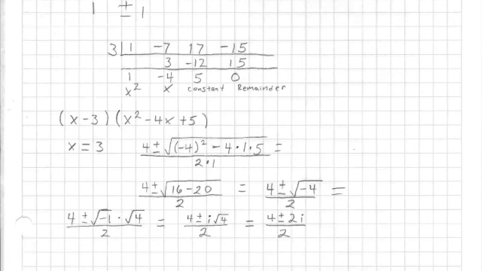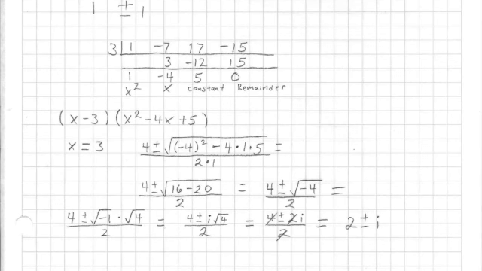This then becomes the square root of negative 1 times the square root of 4. Since we cannot have a negative square root, that negative 1 becomes i. So we now have 4 plus or minus i times the square root of 4. The square root of 4 is 2, so we now have 4 plus or minus i times 2, over 2.